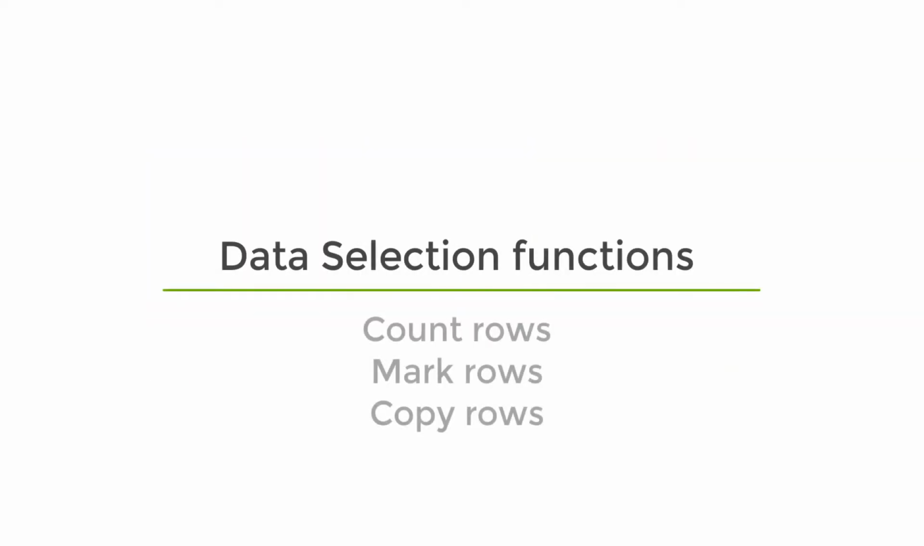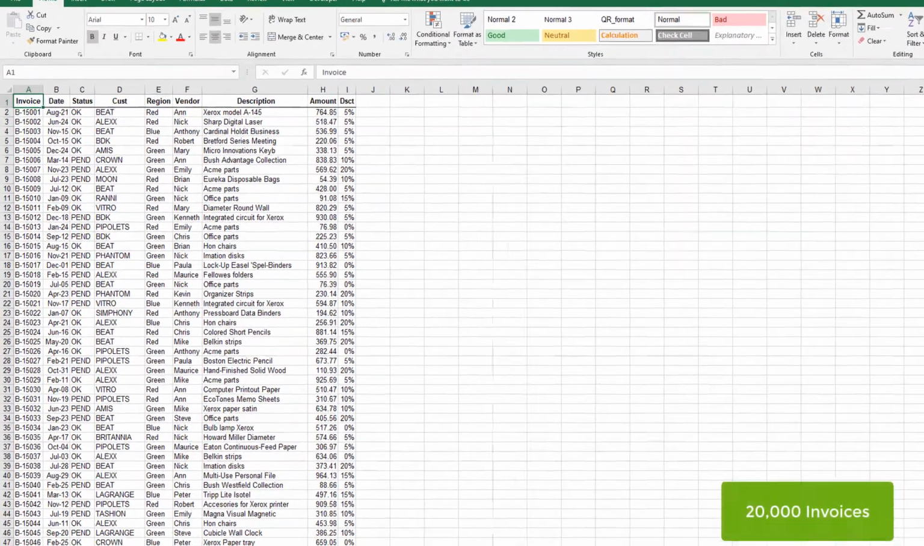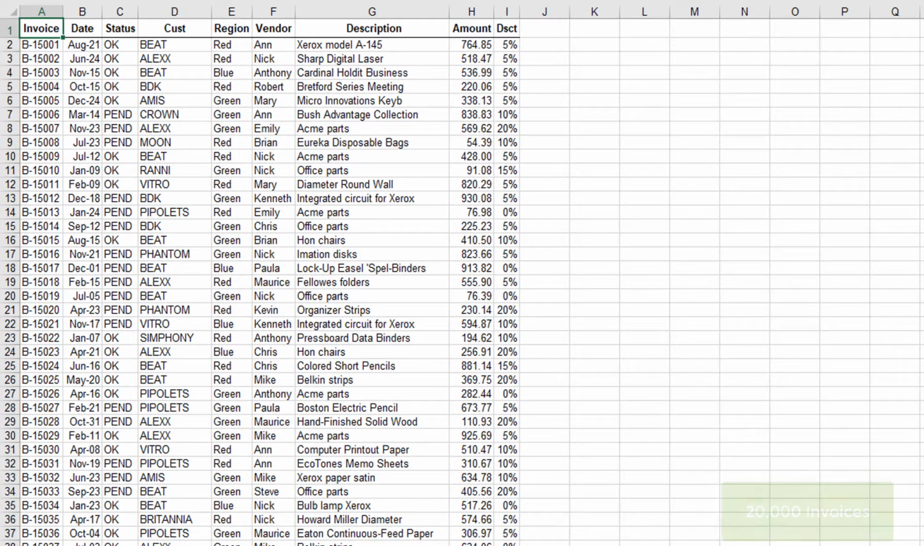With the data selection function, QuickRows can perform different actions in a listing, including counting, marking or copying the rows matching the search parameters. This is a list of invoices with the usual columns.